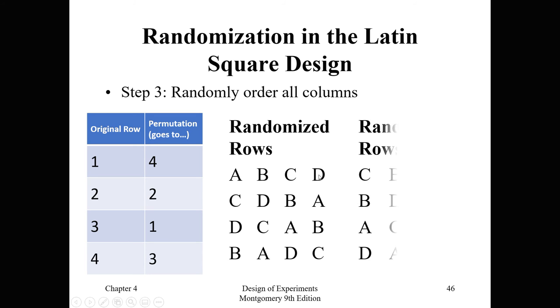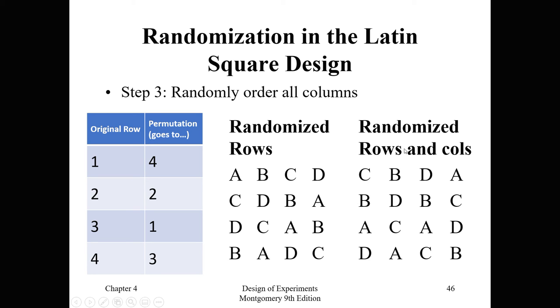So the column beginning with A is going to jump into column 4. Column 2 is going to stay the same, so column B is going to stay right where it is in the second column. Column 3, C, is now going to go to the first column, and column 4, D, is now going to go to the third column. So that's going to be our random shuffle of columns. Now, here we have arrived at our randomized rows and columns. We're all set.